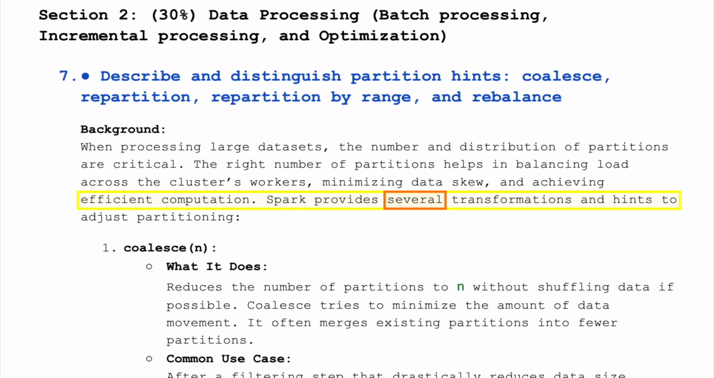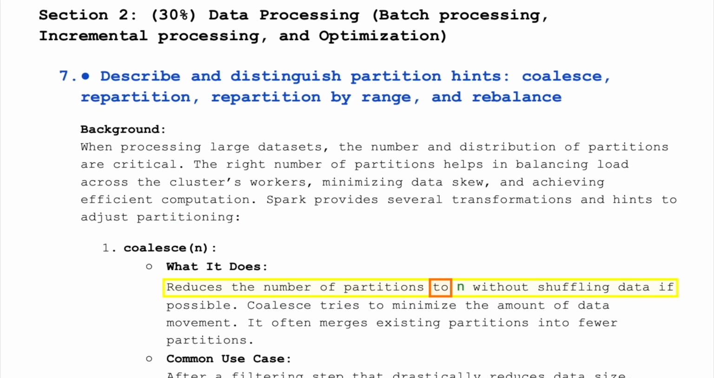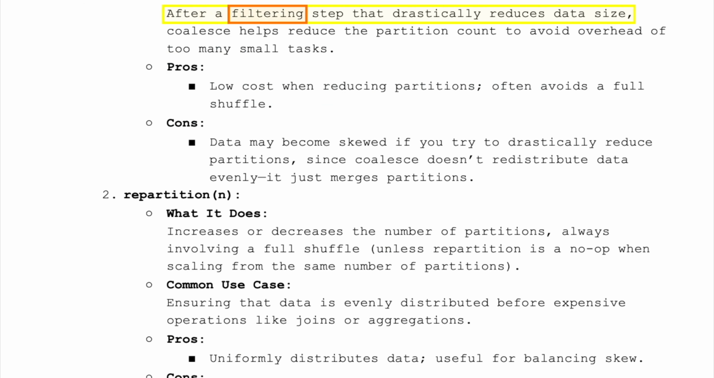Spark provides several transformations and hints to adjust partitioning. 1. Coalesce(n). What it does: reduces the number of partitions to n without shuffling data if possible. Coalesce tries to minimize the amount of data movement. It often merges existing partitions into fewer partitions. Common use case: after a filtering step that drastically reduces data size, coalesce helps reduce the partition count to avoid overhead of too many small tasks.